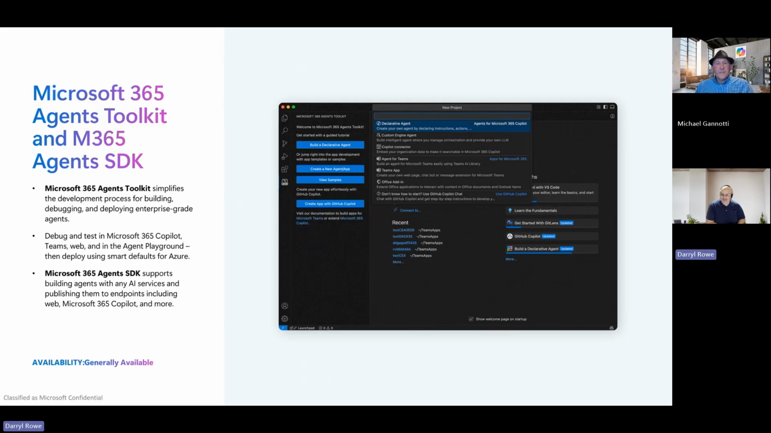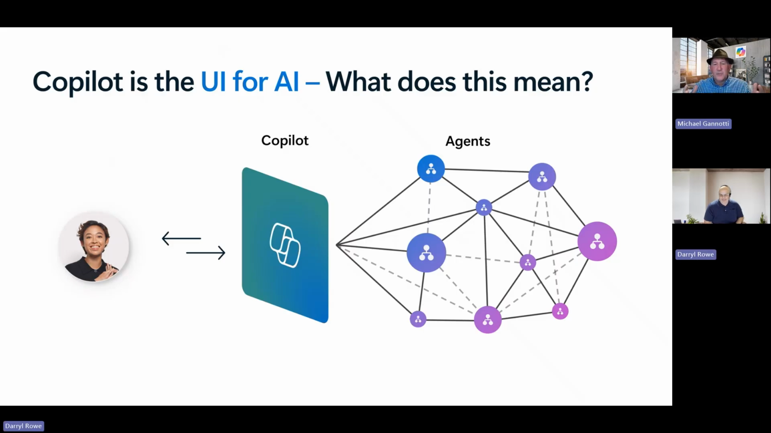But yeah, this is really why we think Copilot is the UI for AI. It's all about taking that chat UI that we provide for our Microsoft 365 customers, and irrespective of that back end, even if they have their own agents, being able to connect and do that.